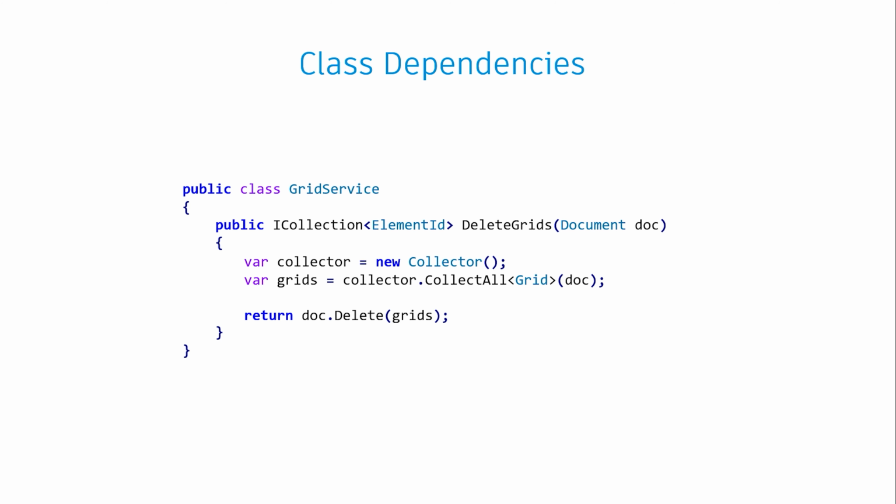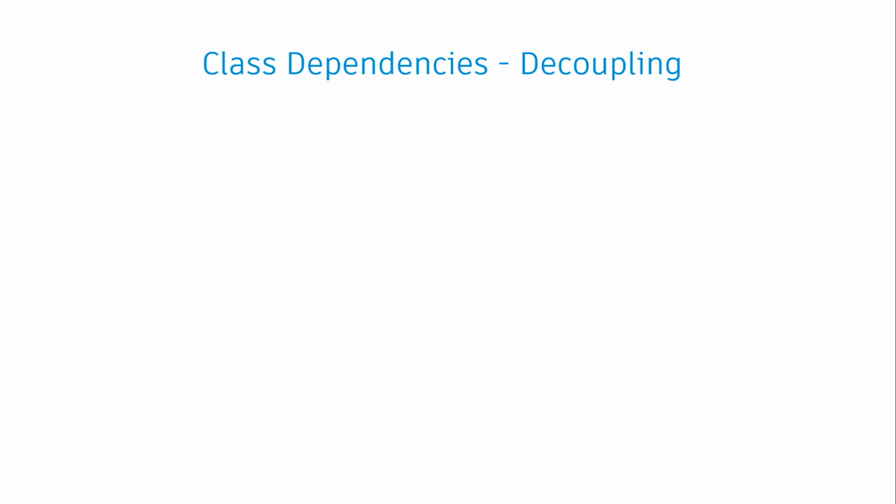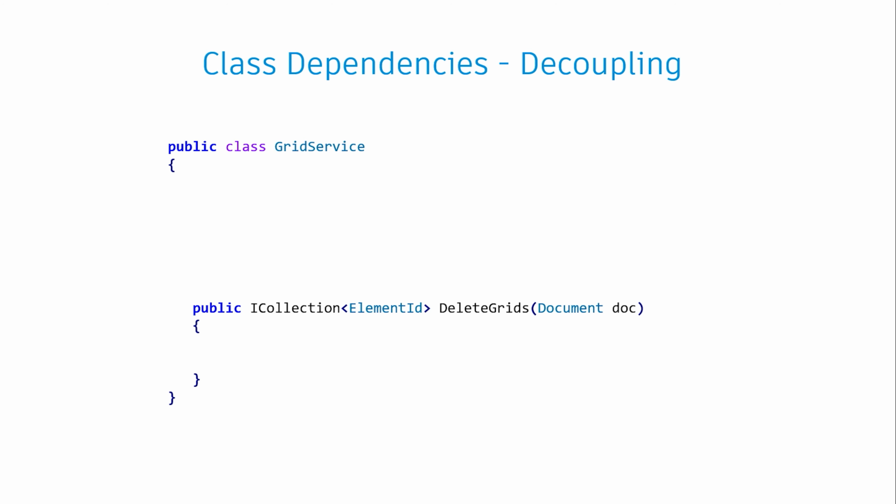But what if we had a wall service or a floor service or 100 other services that use that collector? This would be a pretty common situation in a real-world application. And it also becomes a maintenance nightmare. To solve that, we're going to use something called class decoupling. The first step is to move the creation of the collector outside of the grid service. In this case, let's just assume that there's a field on this class that will hold an instance of that collector.